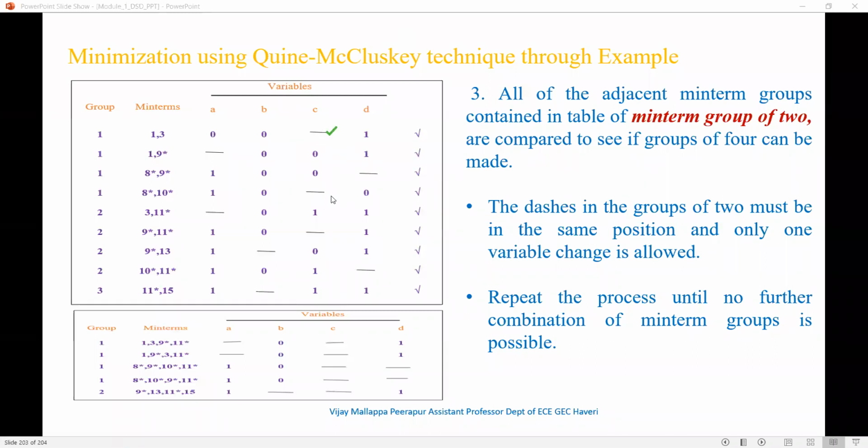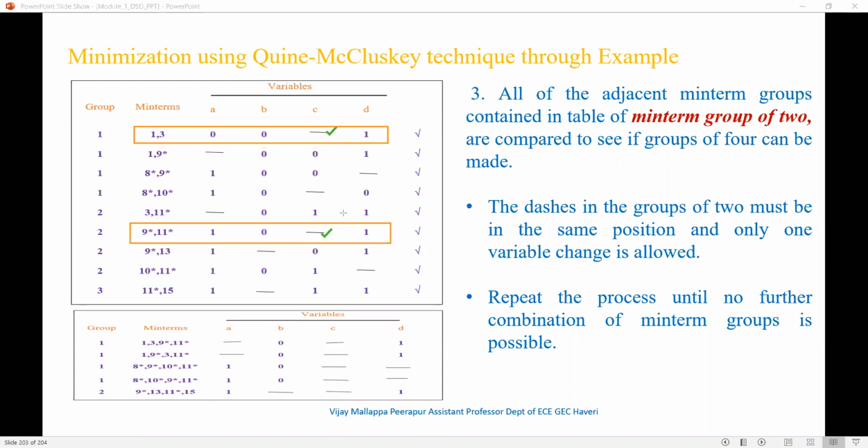We have it here, and we have it in group 2, right? Now compare these two and see whether there is only one variable change. Dash and dash we have here, it is 1 and 1, 0 and 0 we have, and 0 and 1. Just by looking at this, there is only one variable change, so we can make a group of 4 min terms. That's the reason I've written in the next table 1, 3, 9, 11. Since the A variable is eliminated, we represented that by a dash in this table. B is 0, D is 1.